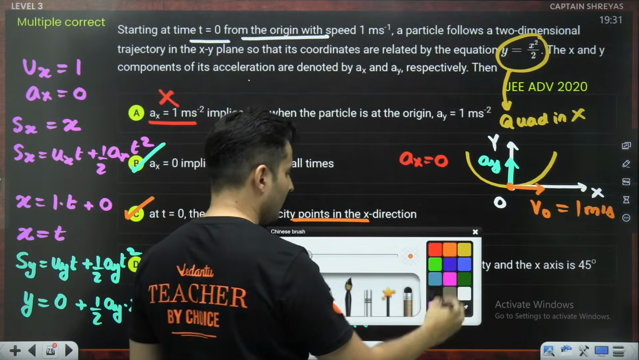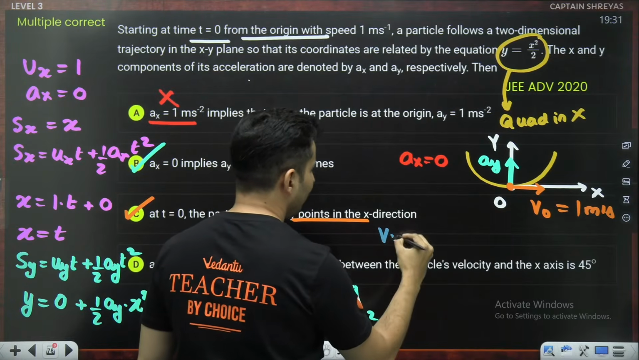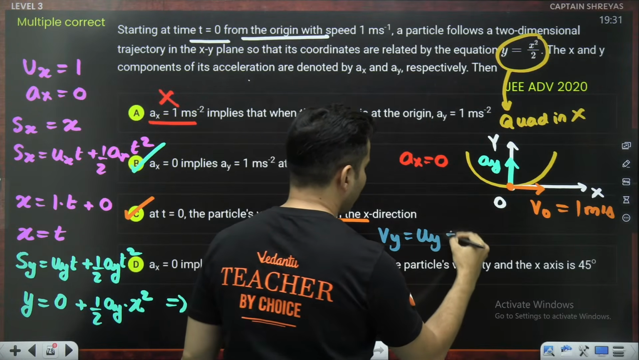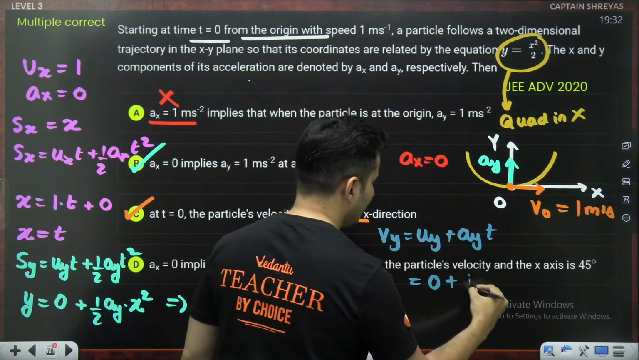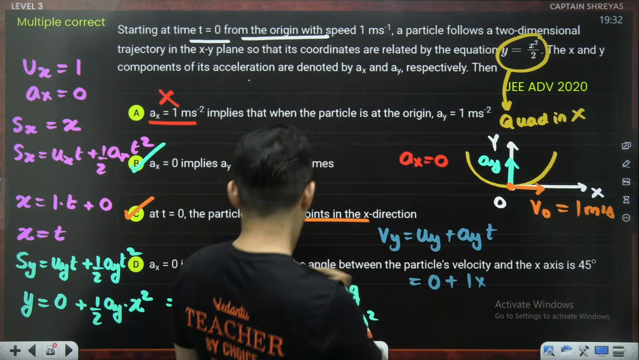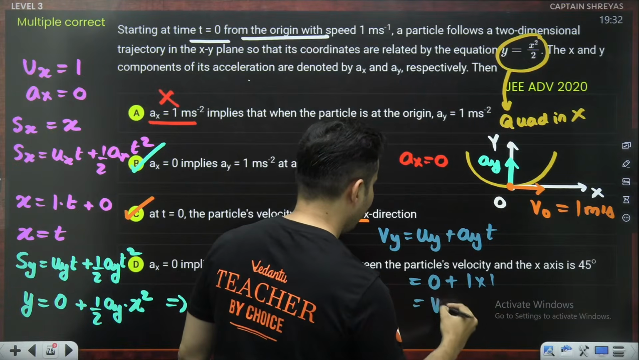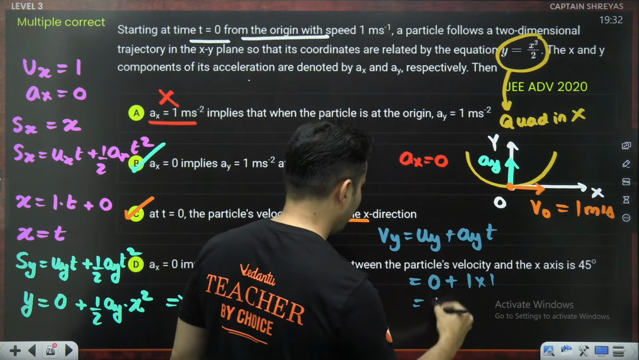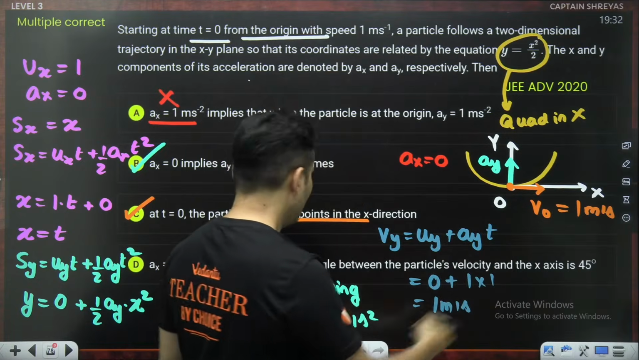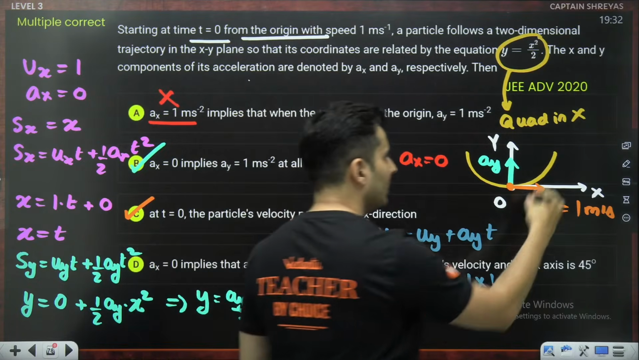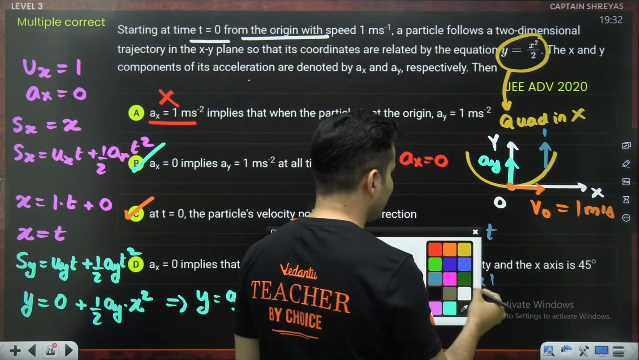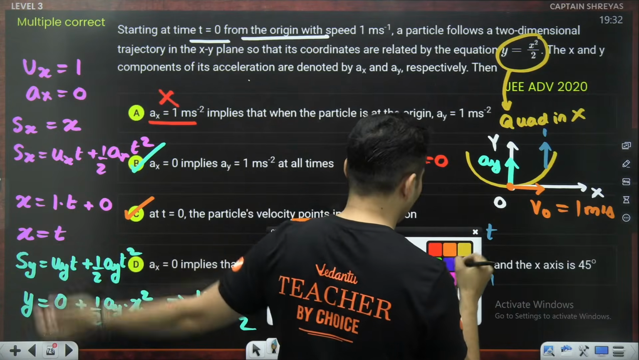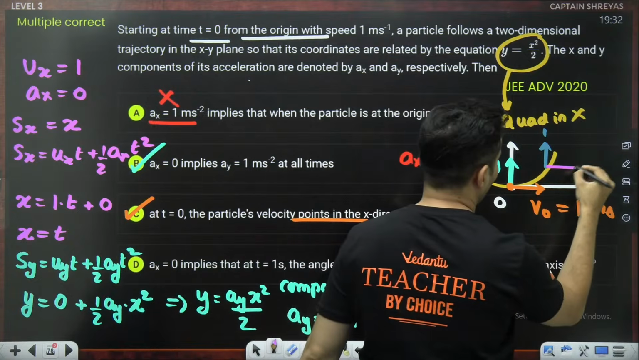In the y direction, Vy will be uy plus ayt. Uy is 0, acceleration is 1, time is 1 second. So Vy is also 1 meter per second. Oh, perfect. So after 1 second, the y velocity is 1. The x velocity is also 1.